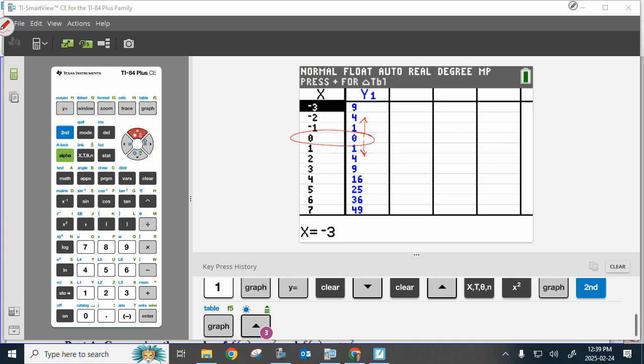So we can see that at 0 and 0, we had a turning point. We are going down, and then we hit 0 and 0, and then we're going back up again. And every quadratic function is going to have a turning point. And that turning point is called the vertex. And that's a critical feature.